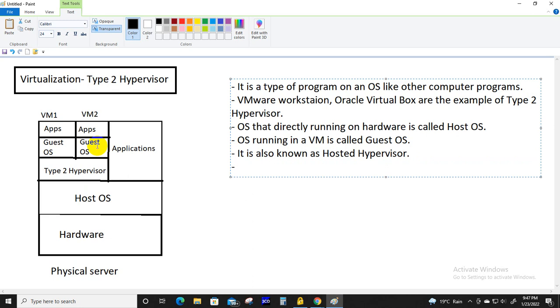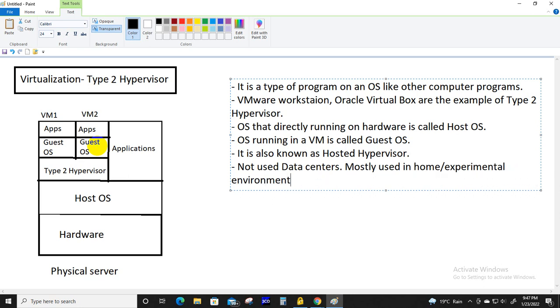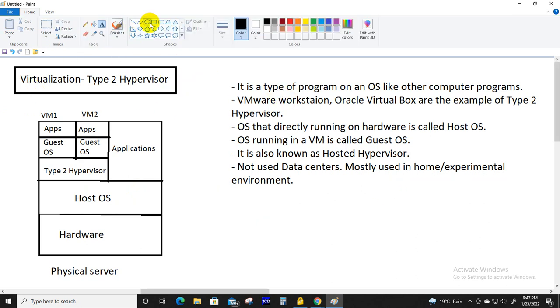But it is not used in data center. Mostly used in home or experimental environment. So this is all about type 2 hypervisor based on our syllabus. There are lots of things about all of this.